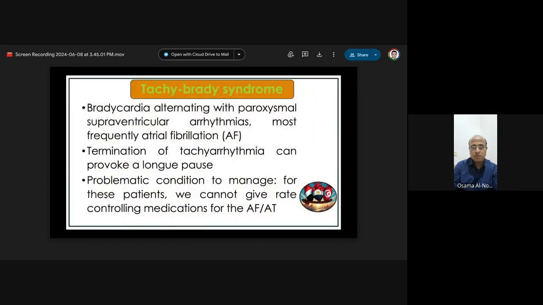Tachy-brady syndrome is an alternation between bradycardia and intermittent supraventricular arrhythmia, most frequently atrial arrhythmia. We can have a long pause following the termination of the supraventricular arrhythmia. This condition is problematic. Why? Because for this patient, we cannot give rate controlling medication for atrial fibrillation or atrial tachycardia.